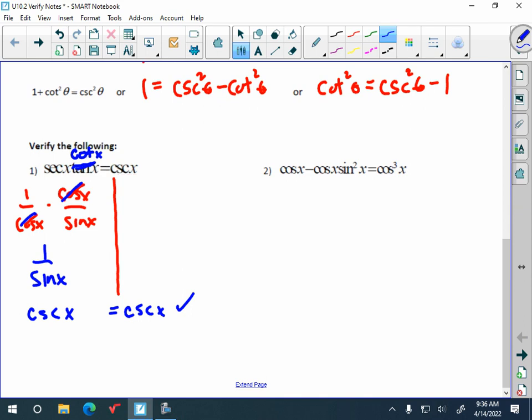Now on number 2, cosine x minus cosine x times sine squared x. Everything's already in sines and cosines, so I can't combine anything together. But I've got to get it to cosine cubed. One technique we already saw in simplifying 10.1 is we could factor a GCF out. What's the GCF? Cosine x, yeah. So let's go ahead and factor a cosine x out.